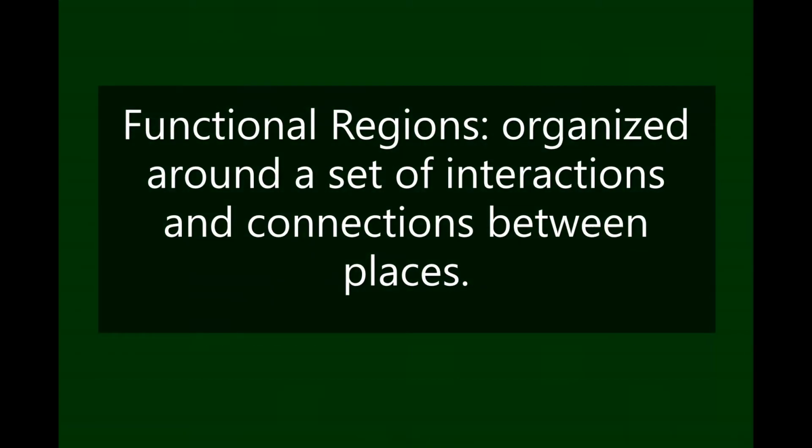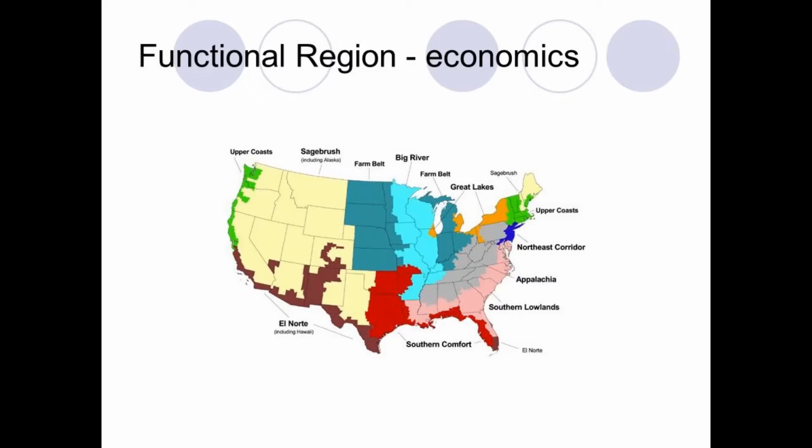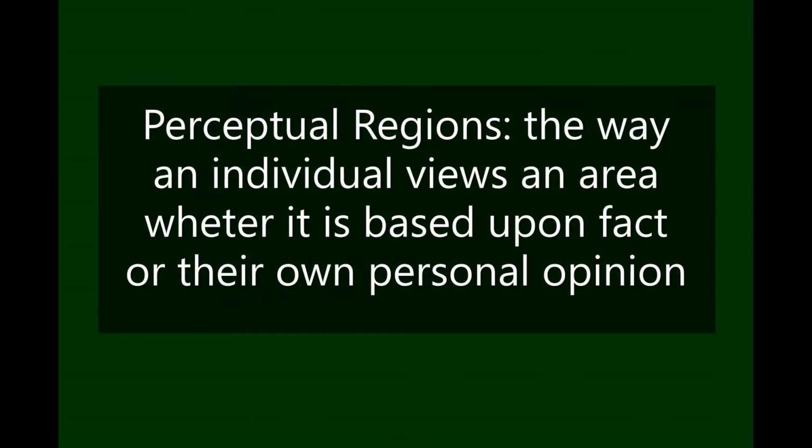Functional regions are organized around a set of interactions and connections between places. Perceptual regions. The way an individual views an area, whether it is based upon fact or their own personal opinion.